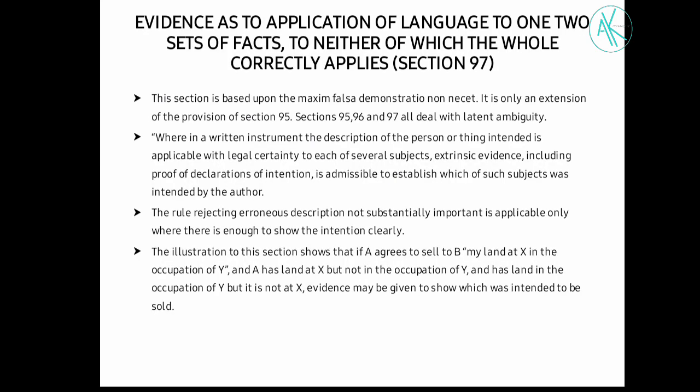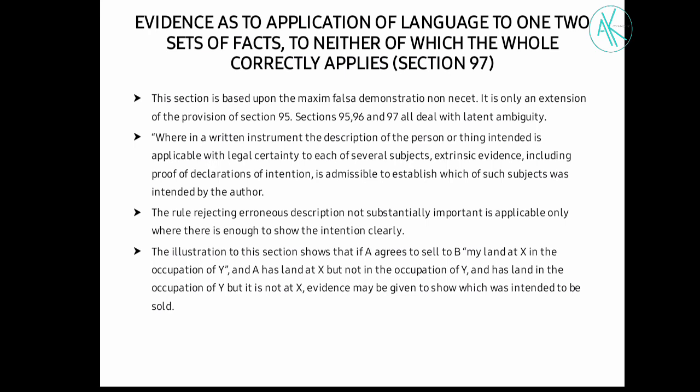Under Section 97, evidence as to application of language to two sets of facts, to neither of which the whole correctly applies. This section is based upon the maxim falsa demonstratio non nocet. It is only an extension of the provision of Section 95. Sections 95, 96 and 97 all deal with latent ambiguity.